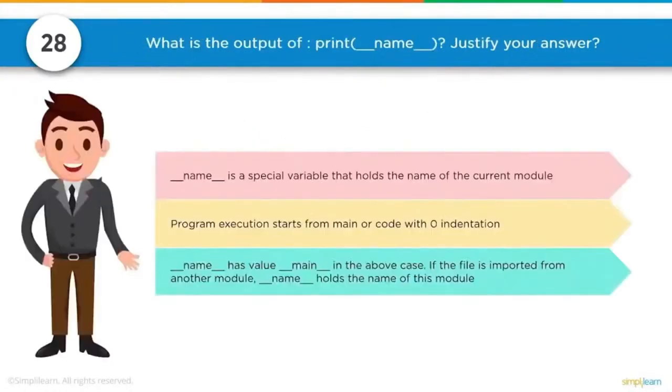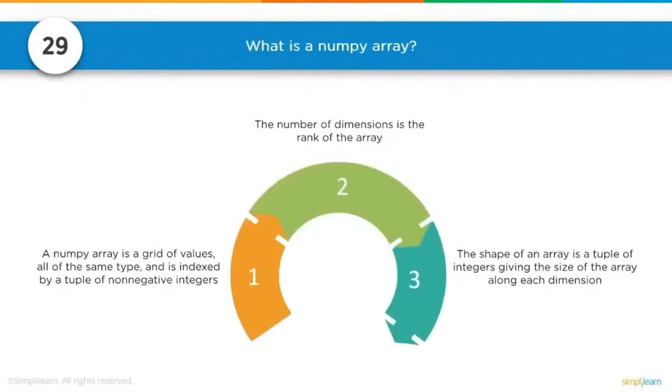Number 28. What is the output of print __name__? Justify your answer. The double underscore name double underscore is a special variable that holds the name of the current module. Program execution starts from main or code with 0 indentation. Thus, __name__ has the value __main__ in the above case. If the file is imported from another module, then __name__ holds the name of this module.